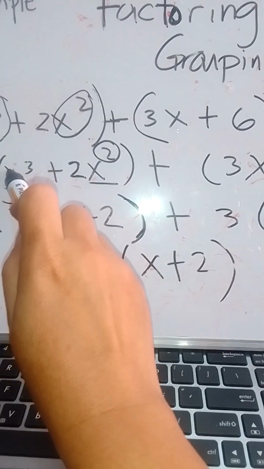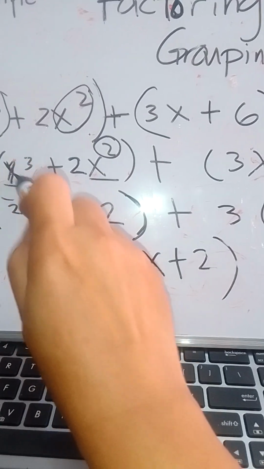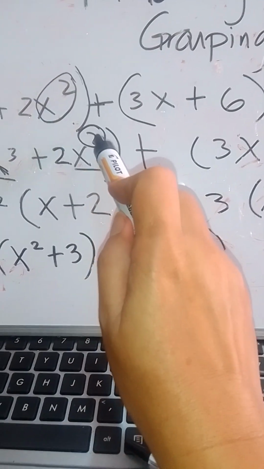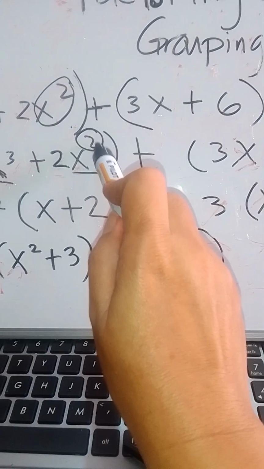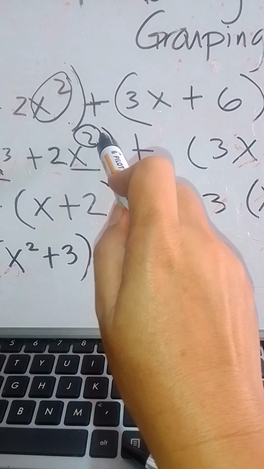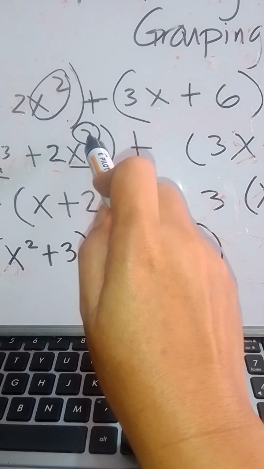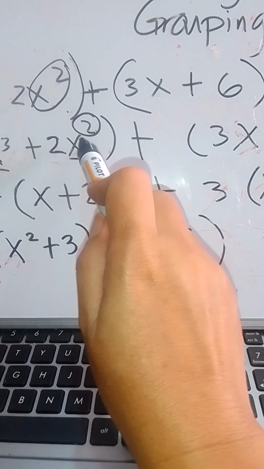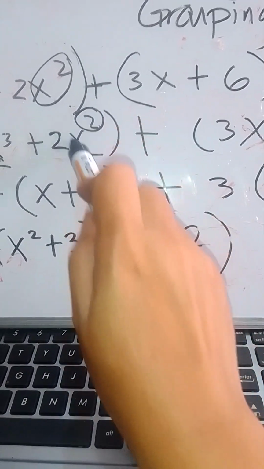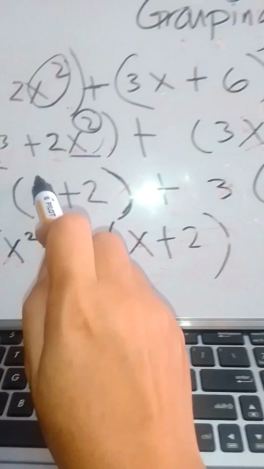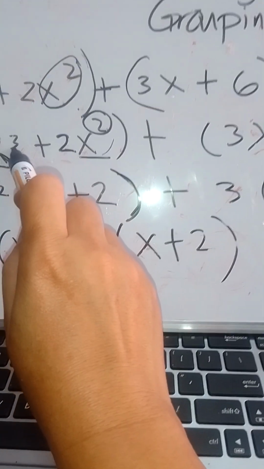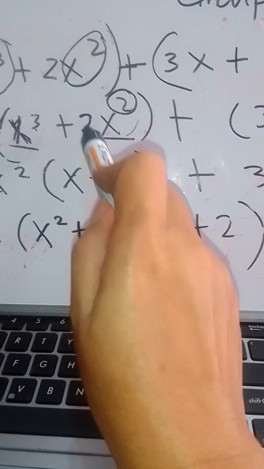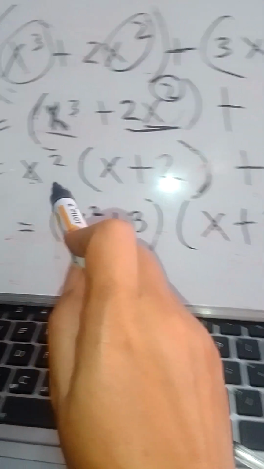Now, when factoring out the variable from x cubed and 2x squared, you just carry out the variable with the smallest power. So in here, x cubed and x squared, x squared has the smaller power, so just put this out. Meaning this one should be divided by this in order to get this, and this one should be divided by this in order to get this.